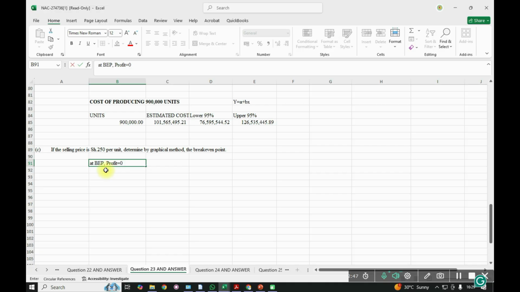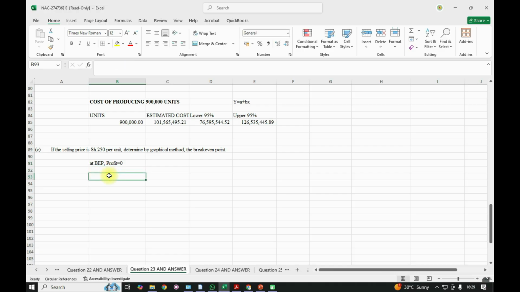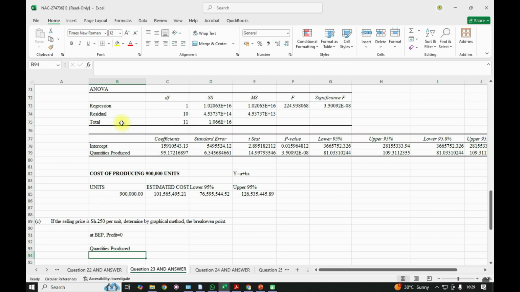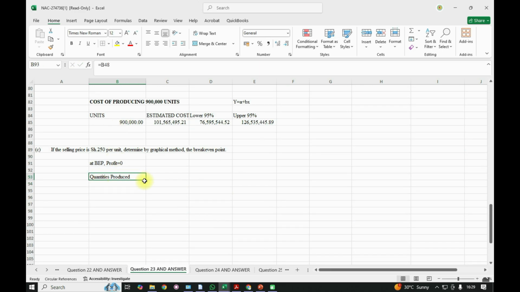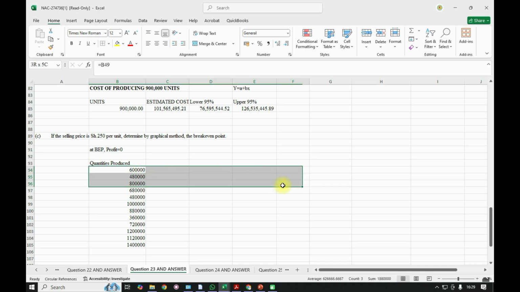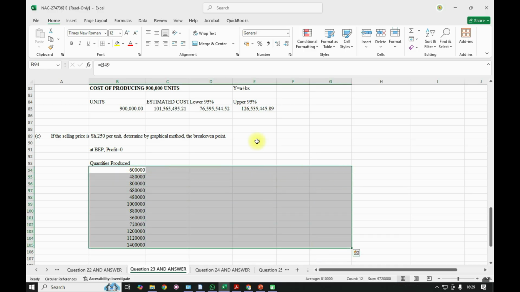So already we know what we know in our case. We know the units. We know the quantity produced here. Just out of fill, that way. That is our quantity that was produced.